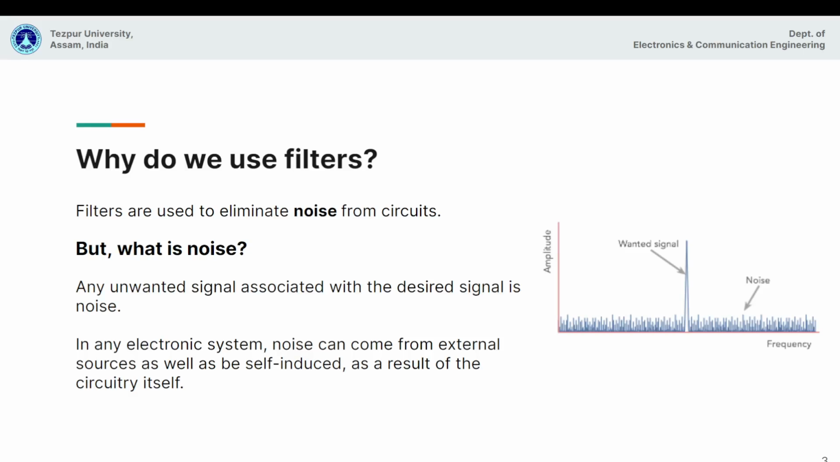A question might arise: why do we use filters? Here is the answer. There might be some unknown frequency or signal associated with a desired signal. With the help of filters, we can reduce those unknown frequencies, or so-called noise.